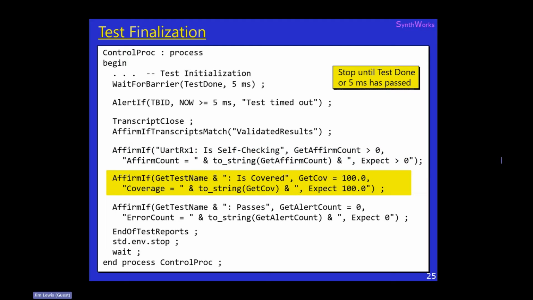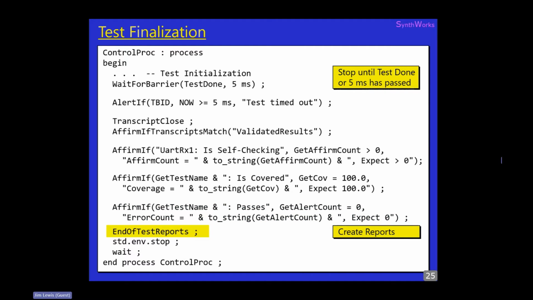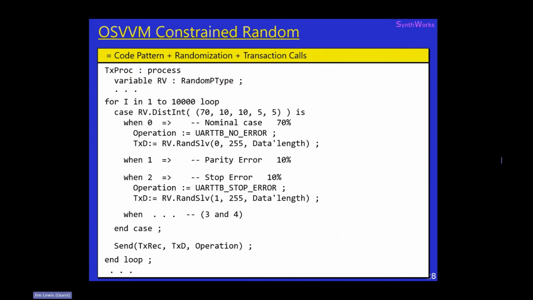Okay. Then we can check and see that the test reached 100% functional coverage. And then we can check and add a requirement that the test passed. Okay. And then we'll report everything. This end of test reports is the first step of OSVVM creating its reports. And we'll talk about OSVVM reports in a few minutes.